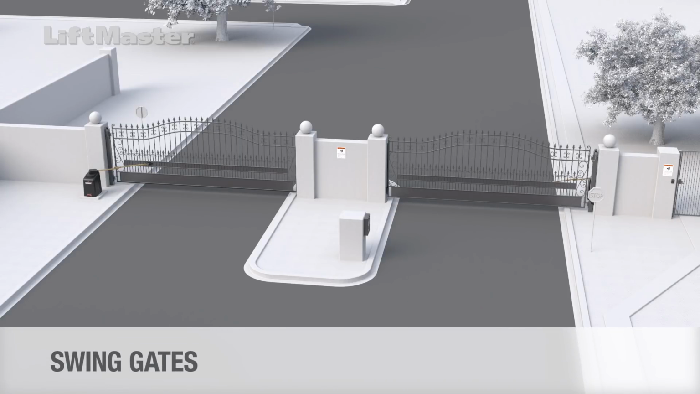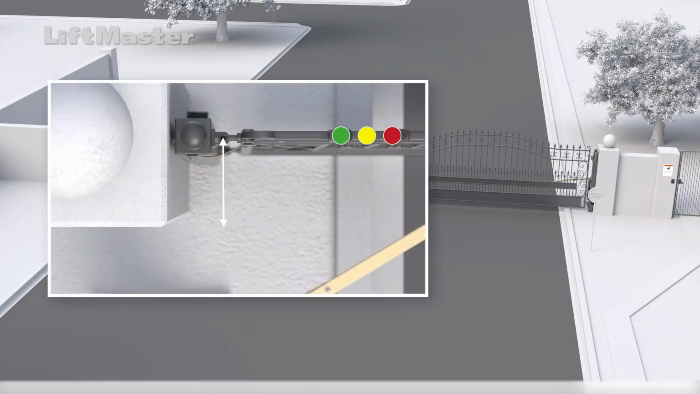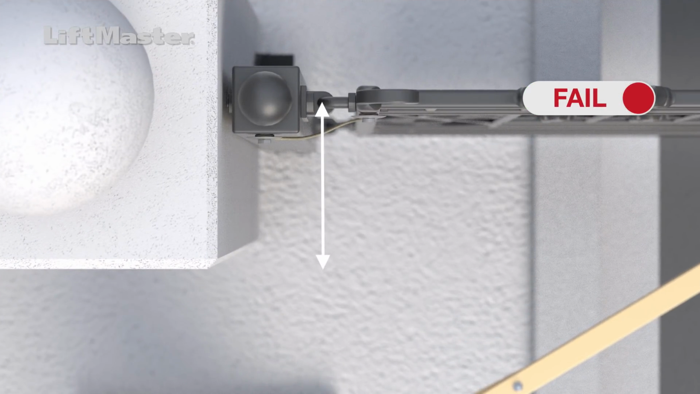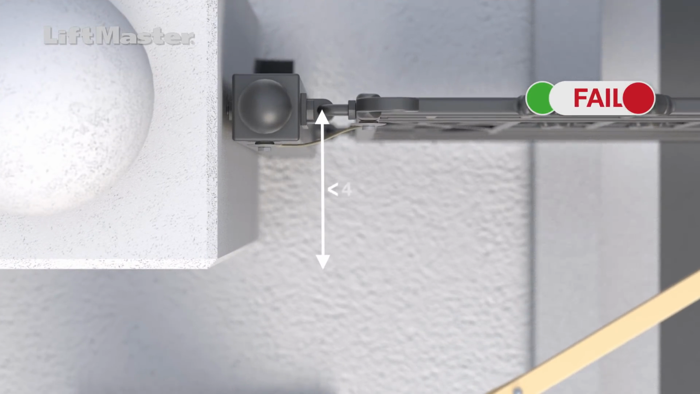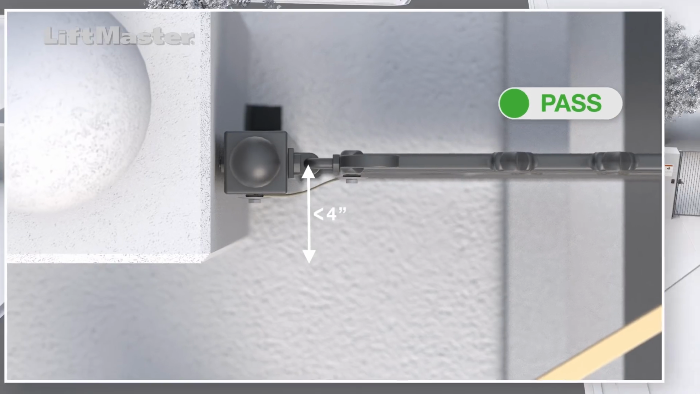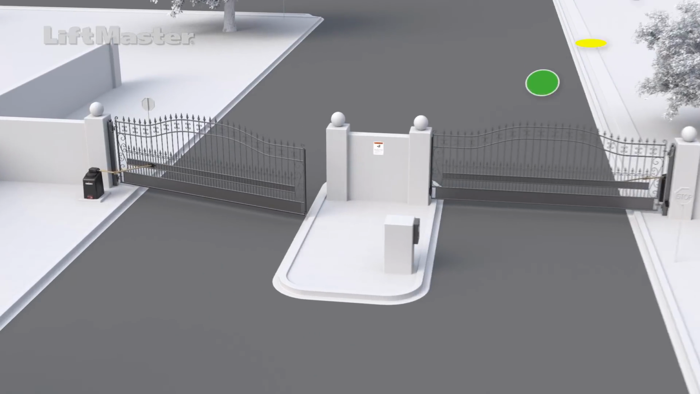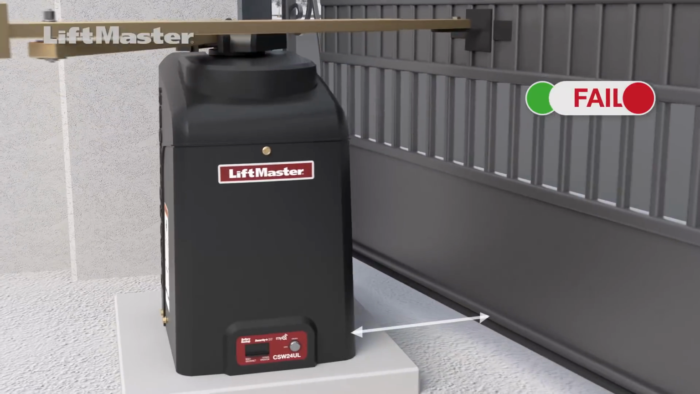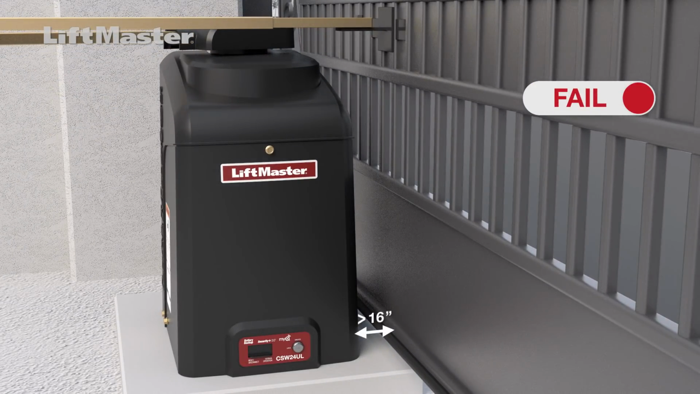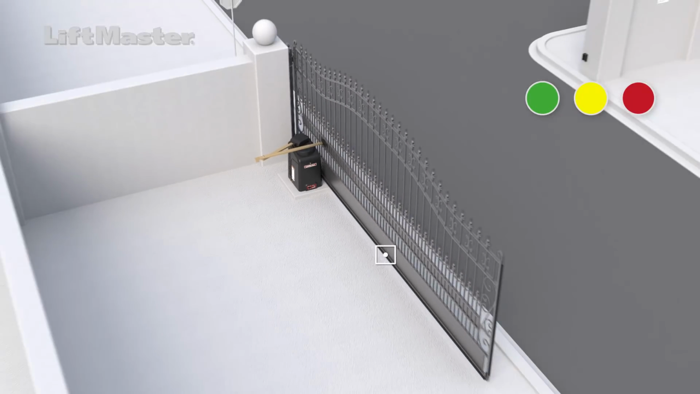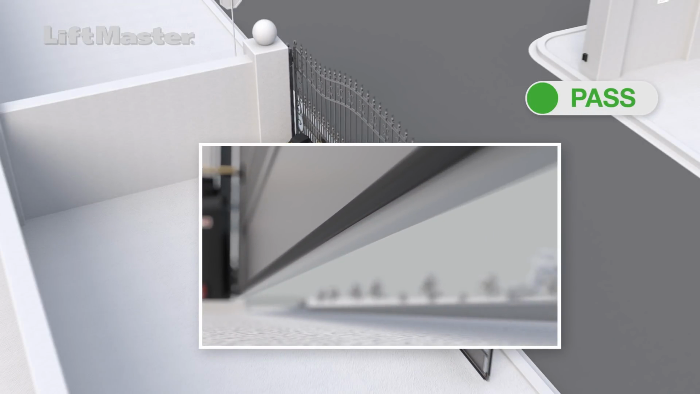Let's look at the requirements that are specifically for swing gates. Check that the distance from the pivot point to the column edge is less than 4 inches. Now, open the gate and measure the distance from the open gate to the wall or the nearest stationary object. There must be a space greater than 16 inches, or a monitored entrapment protection device must be installed.